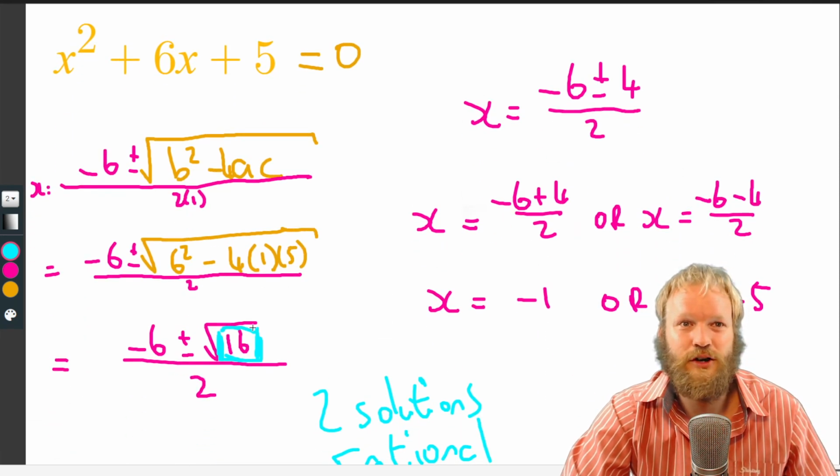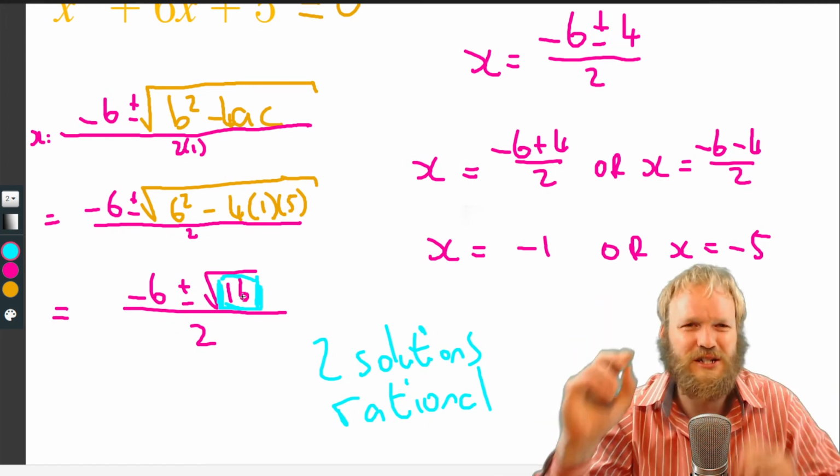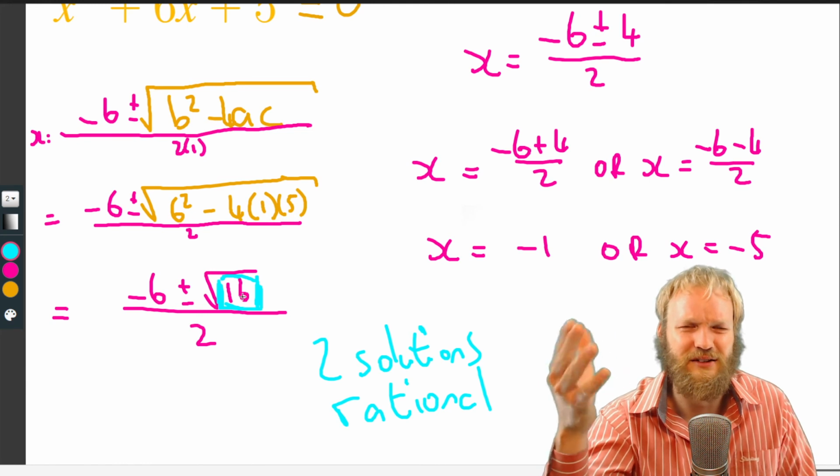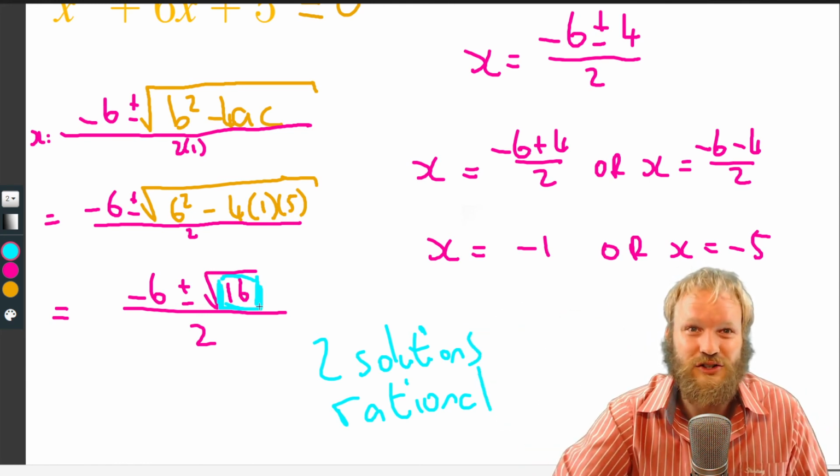If we have a perfect square, like here, this 16, we're still going to have two solutions, but this time they're definitely going to be rational because the square root part is going to disappear, because the square root of 16 is 4. The square root of a perfect square will give us an integer. Okay.